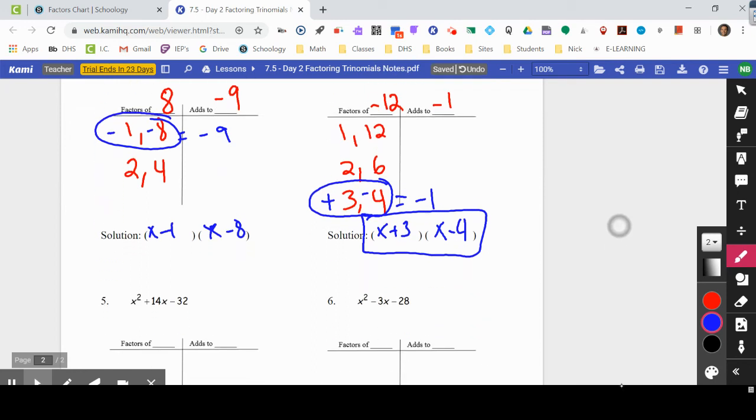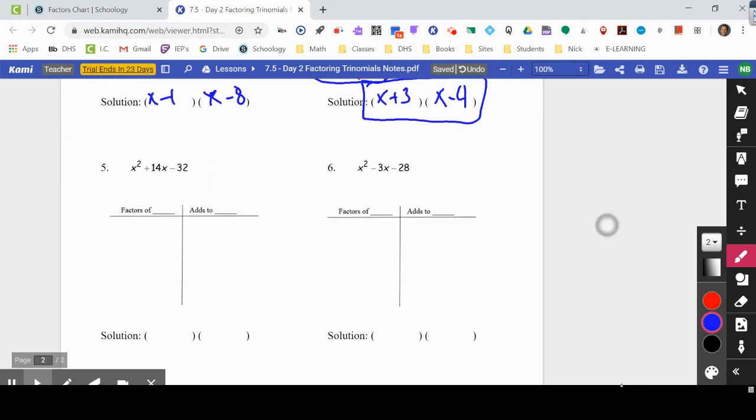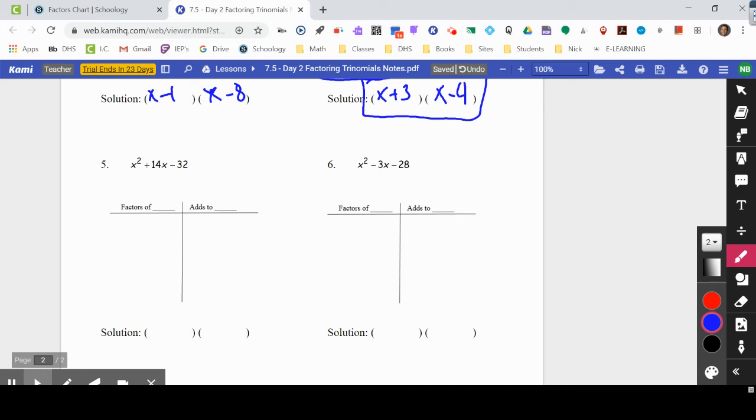All right, let's go. We've got 2 more to do here. We can do this. All right, number 5, x squared plus 14x minus 32. All right, so I need to find factors of negative 32 that add to a positive 14. And be sure you look for those negative signs. All right, so factors of negative 32. Well, factors of 32 are 1 and 32, 2 and 16, and 4 and 8.